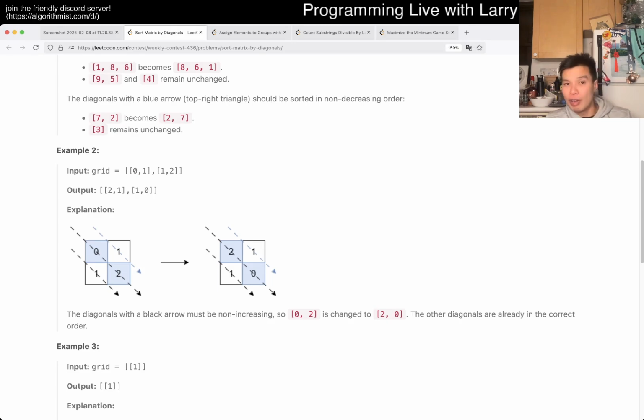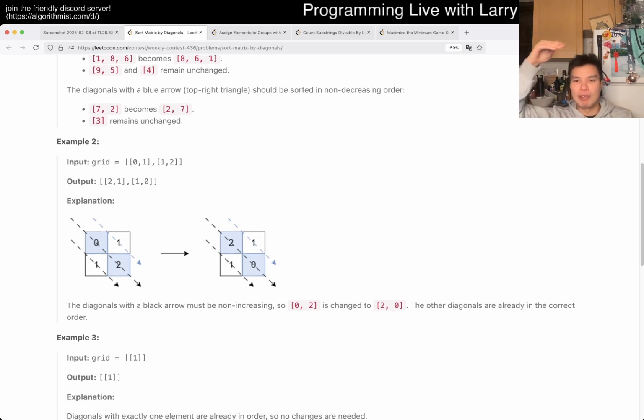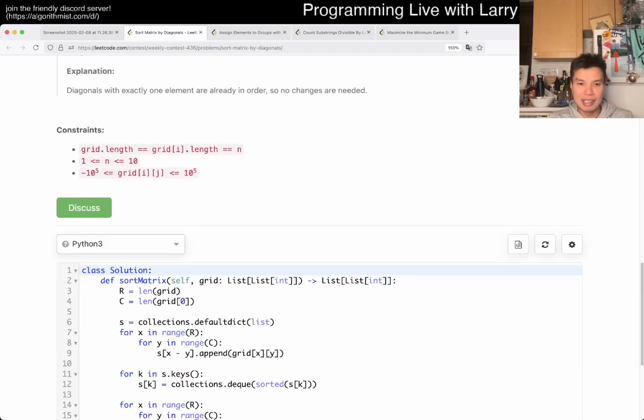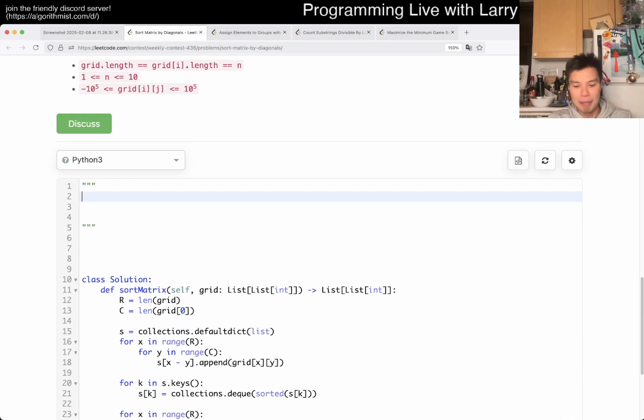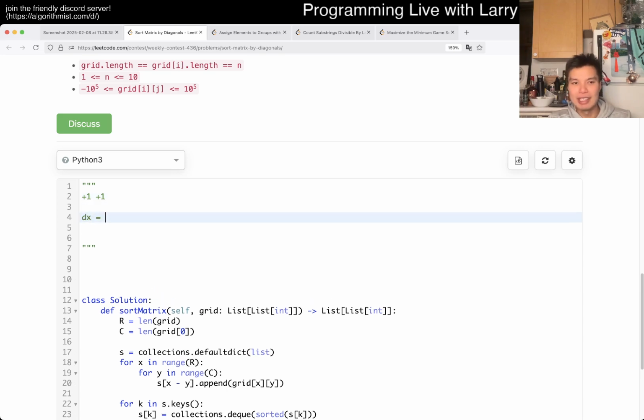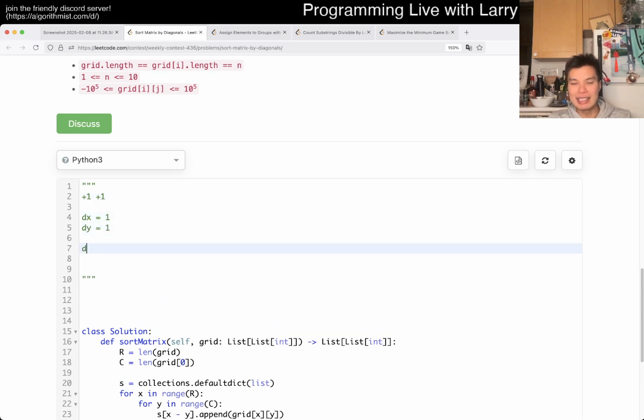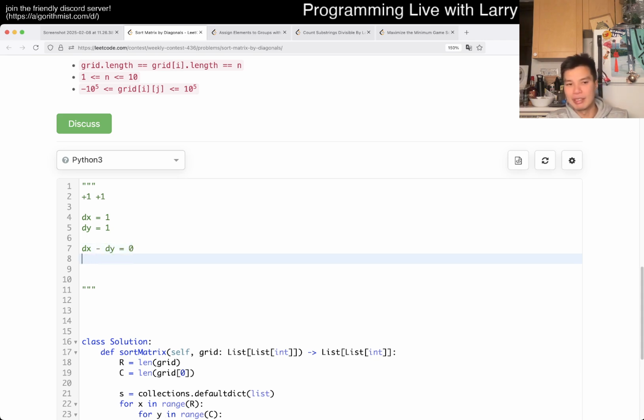And of course, there are also other ways to think about this. You can start at 0, 0, and you just go +1, +1, +1, +1 to go that diagonal, and also the other ones. Another way to think about this as a result of that is that if you have +1, +1 to go to the next diagonal, then dx is equal to 1, dy is equal to 1. So then dx minus dy is going to be 0, and so forth.